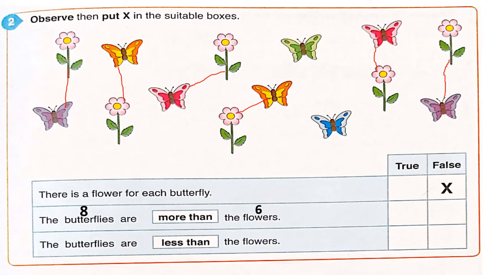Now the butterflies are more than the flowers. I go and I compare the numbers. Number 8 is more than number 6. Yes, it is. So I go and I put a cross on the column of true. Now, the butterflies are less than the flowers. I know that the butterflies are 8. I write 8. And the flowers are 6. And I write 6. So the butterflies are less than the flowers. Less means smaller. So number 8.